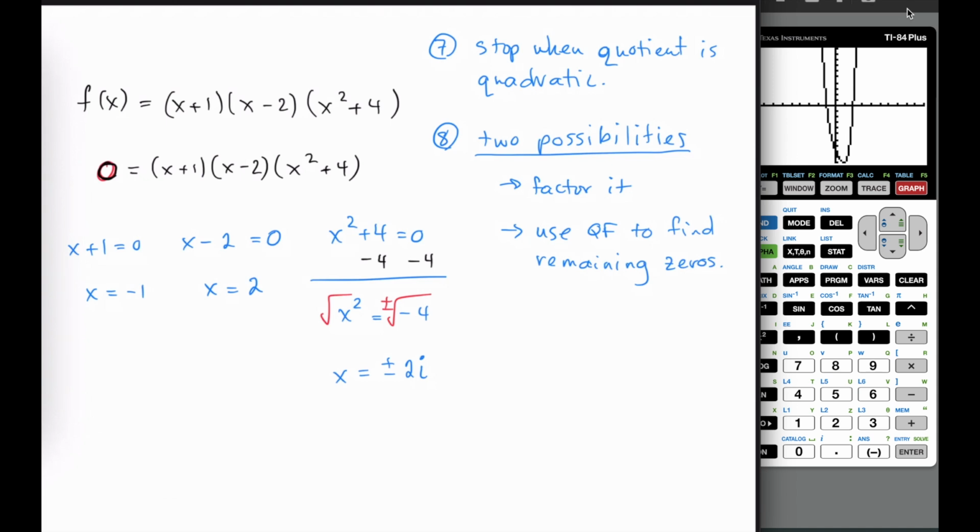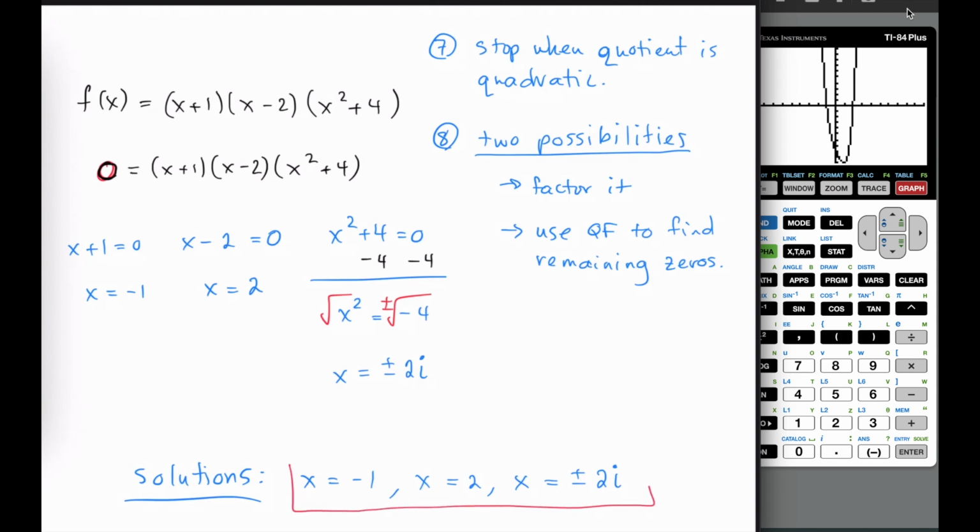But the original problem said to find the solutions to this polynomial equation. So instead of calling them zeros, I'm going to call these solutions. And they are x is equal to negative 1, x is equal to positive 2, and x is equal to plus or minus 2i. Notice that 2 of them were real and 2 of them are imaginary, which confirms our suspicions when we saw this graph. We had 2 real zeros and 2 imaginary zeros.